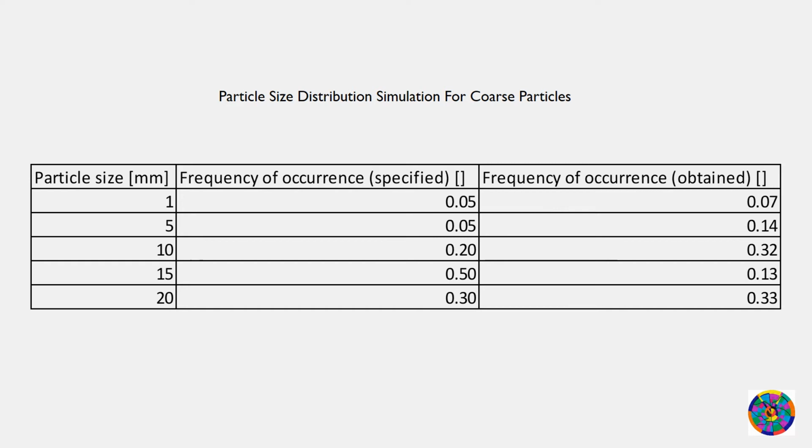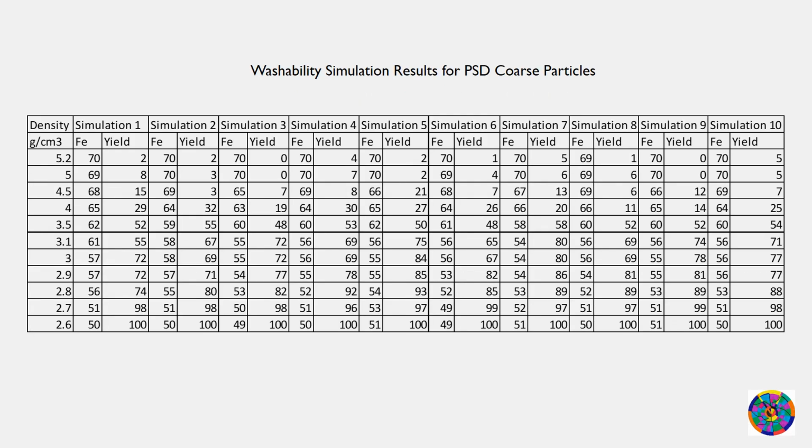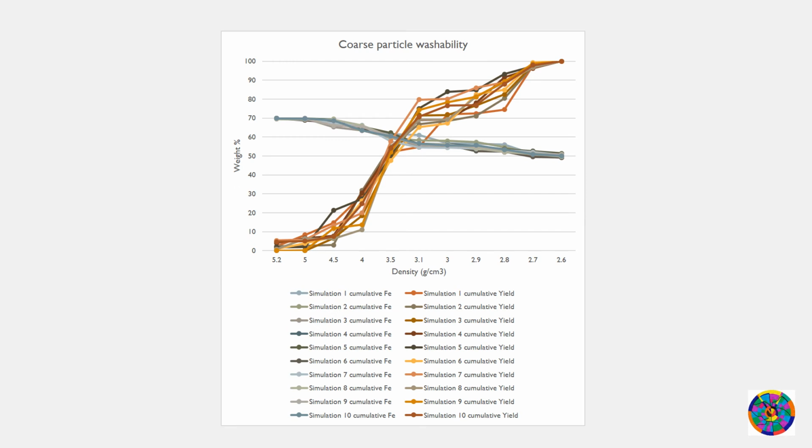2 sets of float simulations were performed. The particle size distribution of the first set of simulations that use larger virtual particles is shown in the table. The set of float simulations for the larger particles is shown in the table. Iron content and yield are cumulative. The cumulative float yield versus density and iron content versus density are shown. There is some variability between the curves.